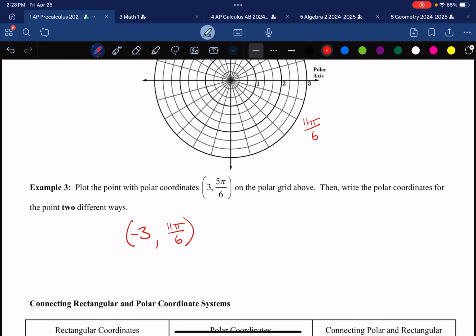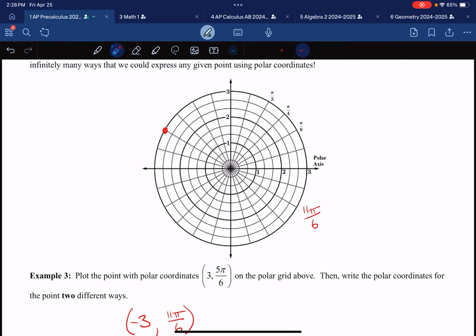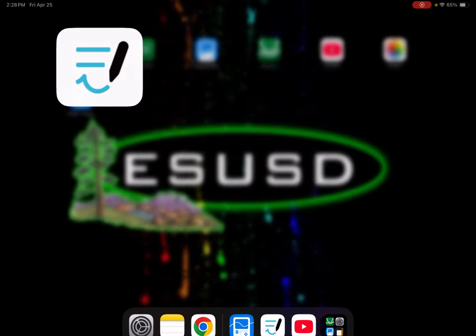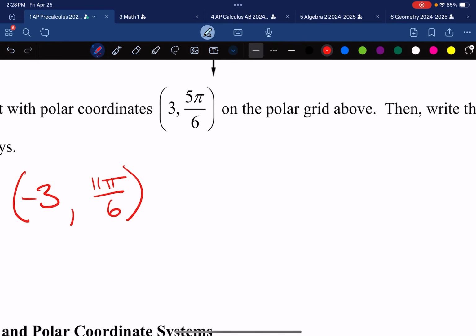Let's do another one. Instead of rotating clockwise here, let's just rotate counterclockwise. If I rotate counterclockwise, here's a whole pi, and then another pi over 6 more means I've gone 7 pi over 6, so negative 7 pi over 6. So if I go to a negative 7 pi over 6, and then I go out a distance of 3, that will get to the same point.